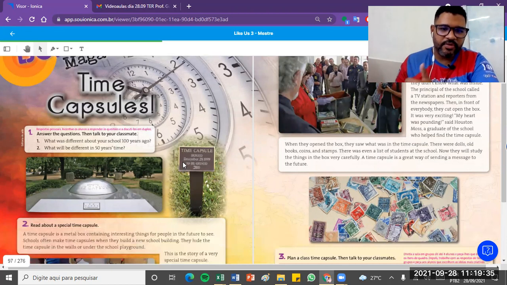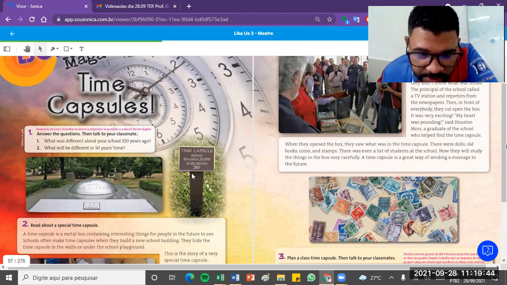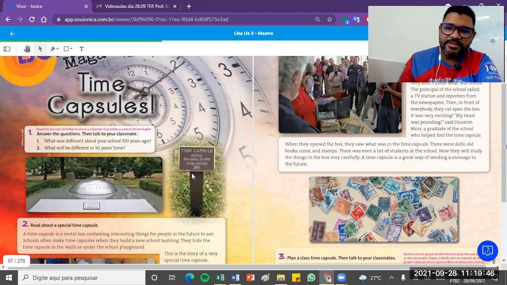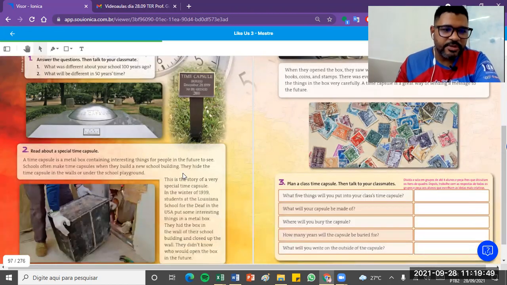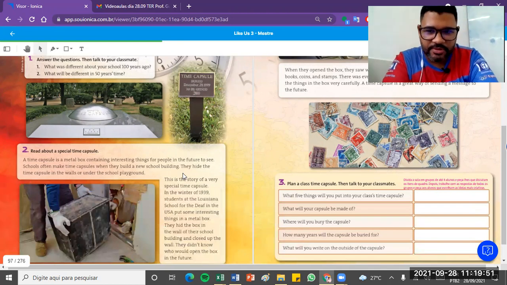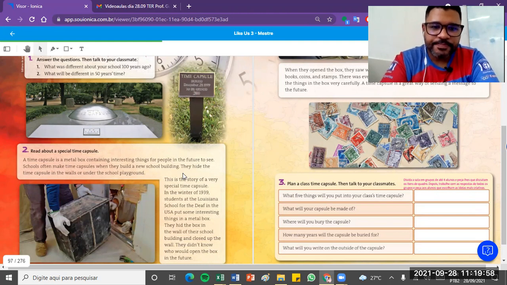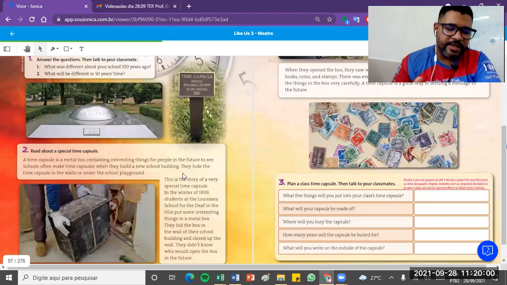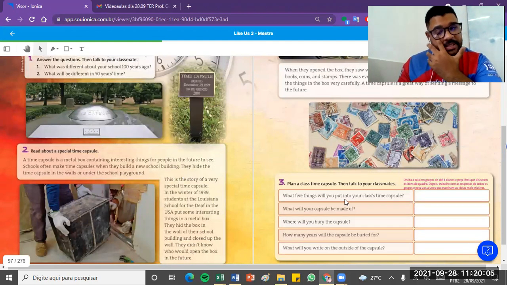Okay? So here we have a time capsule buried December 29 in 1999 to be opened in 2100. So let's read about a special time capsule. Então vamos fazer uma curta leitura sobre essa cápsula do tempo, né? E depois foi visto no vídeo de semana passada algumas perguntas sobre elas.